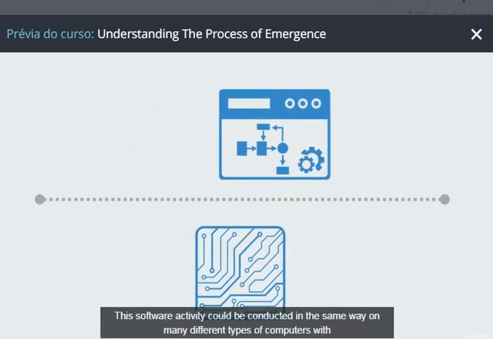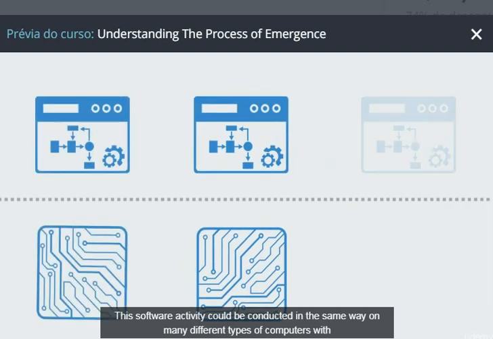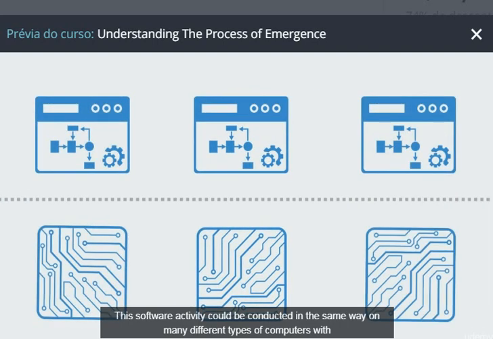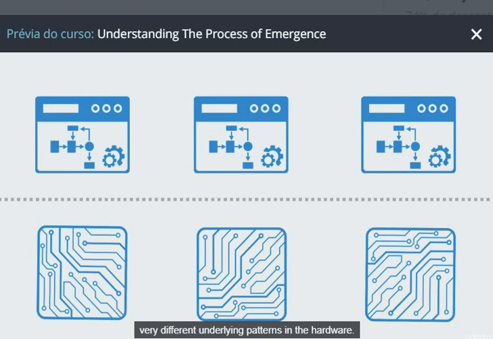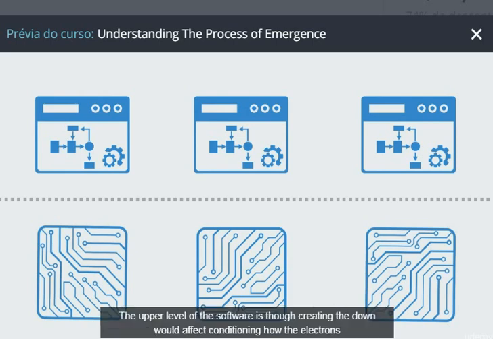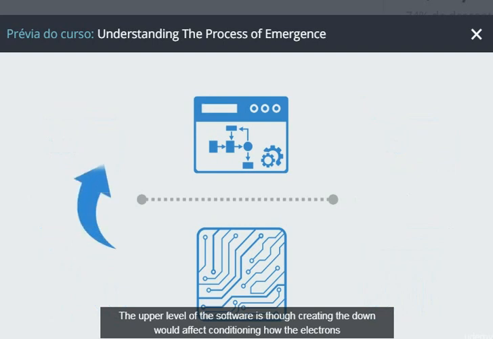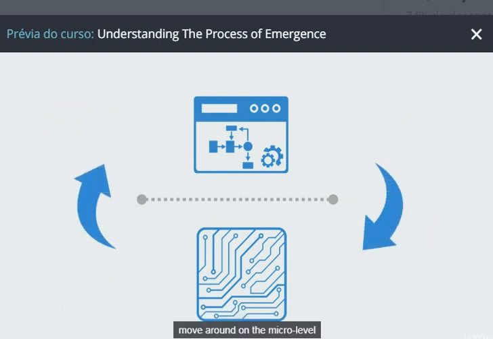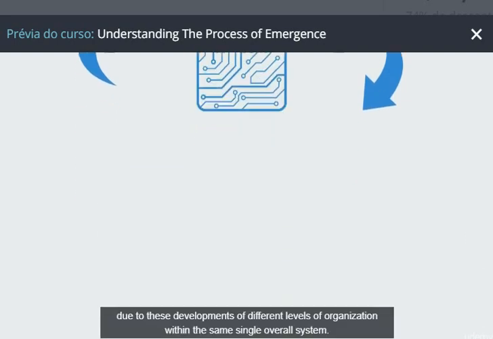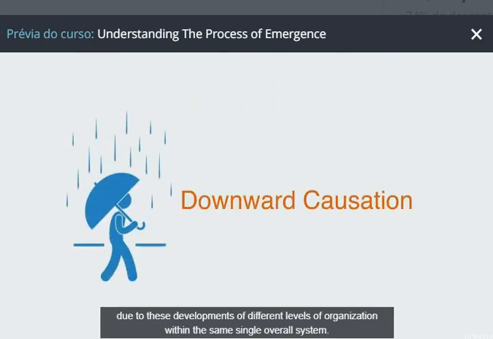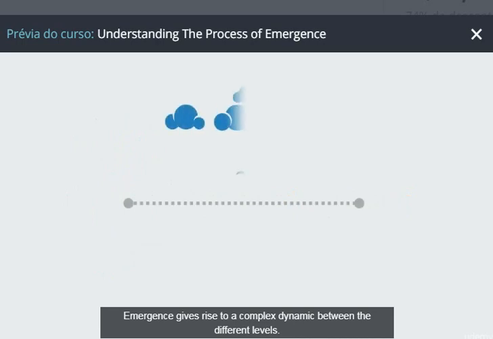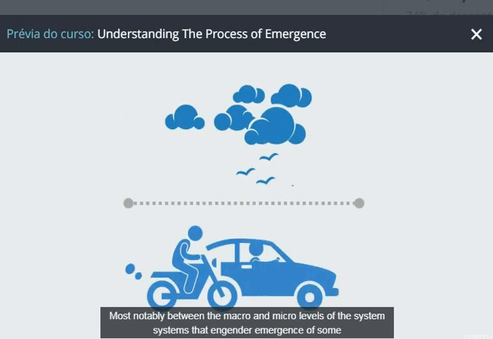This software activity could be conducted in the same way on many different types of computers with very different underlying patterns in the hardware. The upper level of the software is, though, creating the downward effect, conditioning how the electrons move around on the micro level. Due to this development of different levels of organization within the same single overall system, emergence gives rise to a complex dynamic between the different levels, most notably between the macro and micro levels of the system.